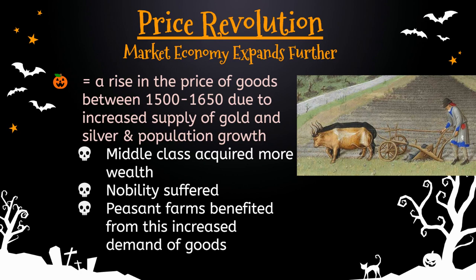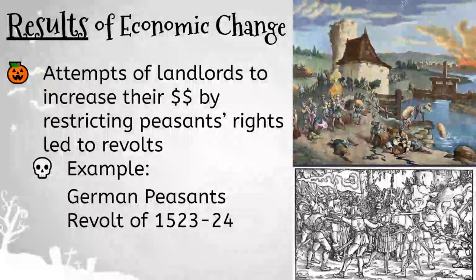And then again, like I said, peasants do benefit from this because they can have more food while there's still the class differences. But one thing to note is that peasants could take their surplus yields and their extra crops and turn them into cash crops, and they could make a little bit more money off that because the demand is still there. So what are the results of this economic change?